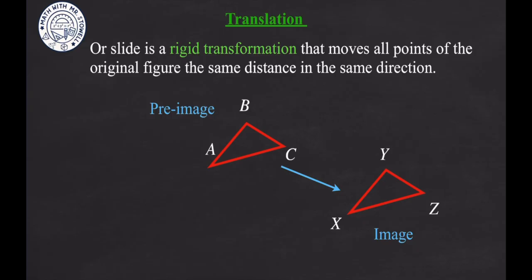A translation or a slide is a rigid transformation that moves all points of the original figure the same distance and in the same direction. In other words, A goes to X the same distance that C is going to go to Z and B is going to go to Y. They will move the same exact distance.